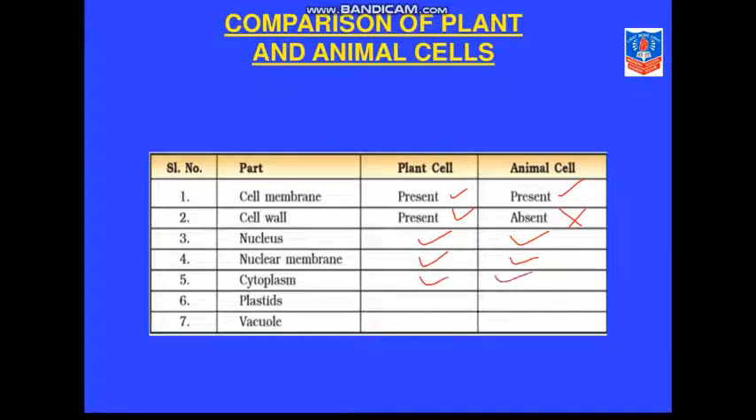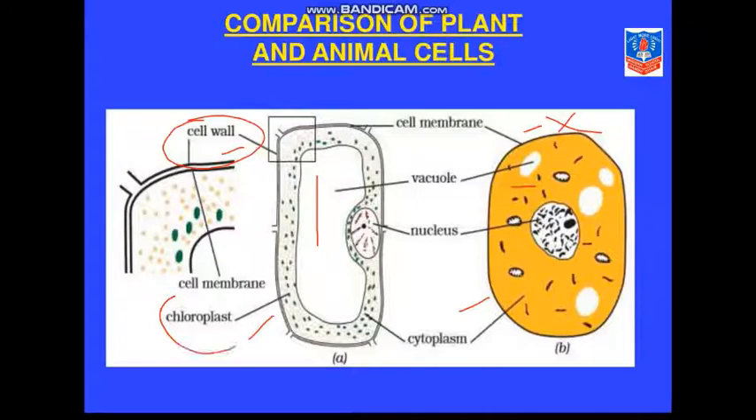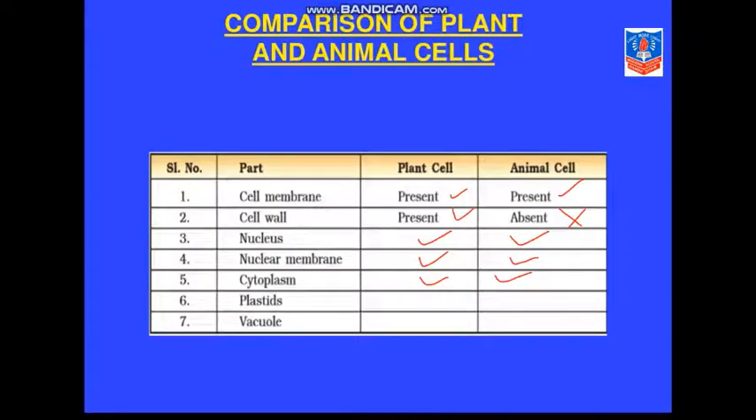Yes. Then comes plastids. Once more you will see the figure. Plastid, this is chloroplast, which has green color pigment called chlorophyll, which is present only in plant cell. It is not shown in animal cell. So plastids are present only in plant cell, but they are not present in animal cell.